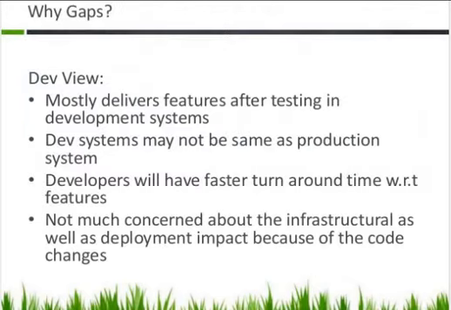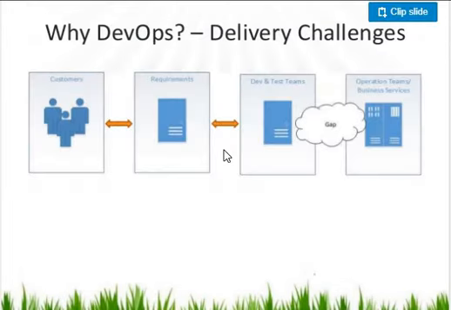So why DevOps? So this is a kind of thing. Mostly delivers feature after testing in development system. Dev systems may not be same as a production system. Developers will have faster turnaround time. Not much concerned about the infrastructure. See, so as I gave you the example, what is the need of DevOps? What exactly the developer is developing in the particular environment, the production environment is different. The first thing is that the development and the production environment is different.